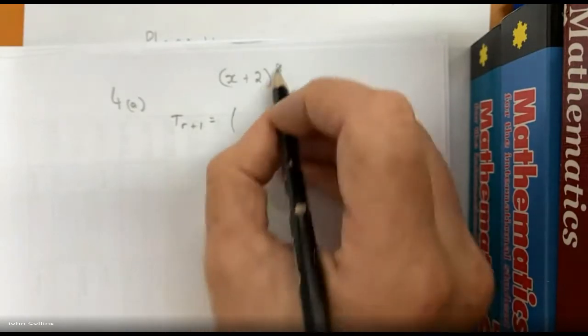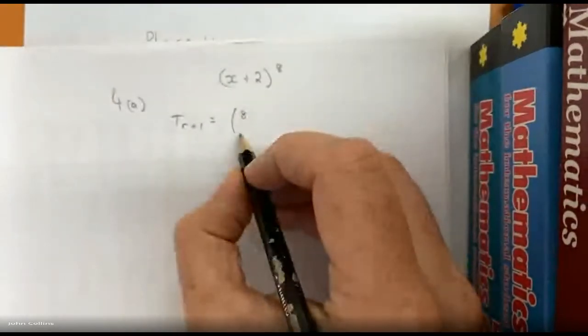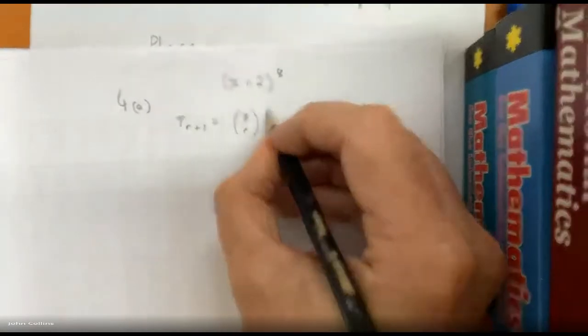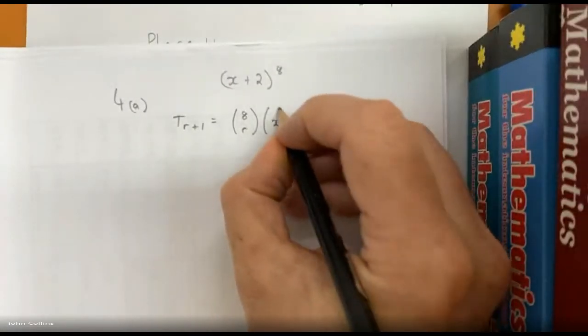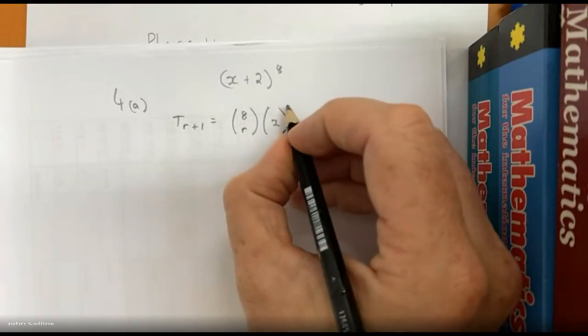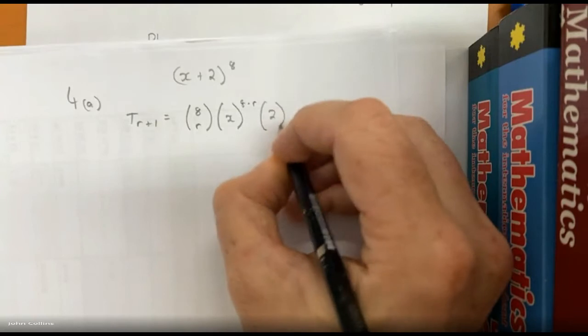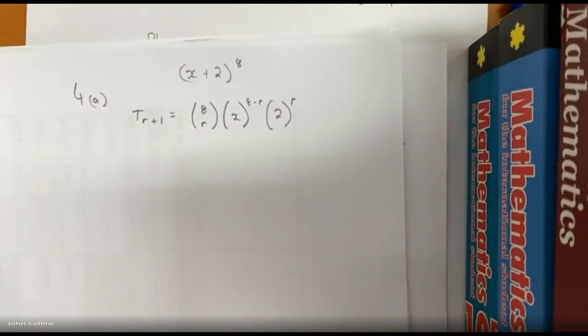General term, in this case, there's 8 terms. 8 choose r, we don't know which one we're looking for. a is going to be x to the power of 8 minus r, and then b is going to be 2 to the power of r. So that's how you would set up a general term for this one.